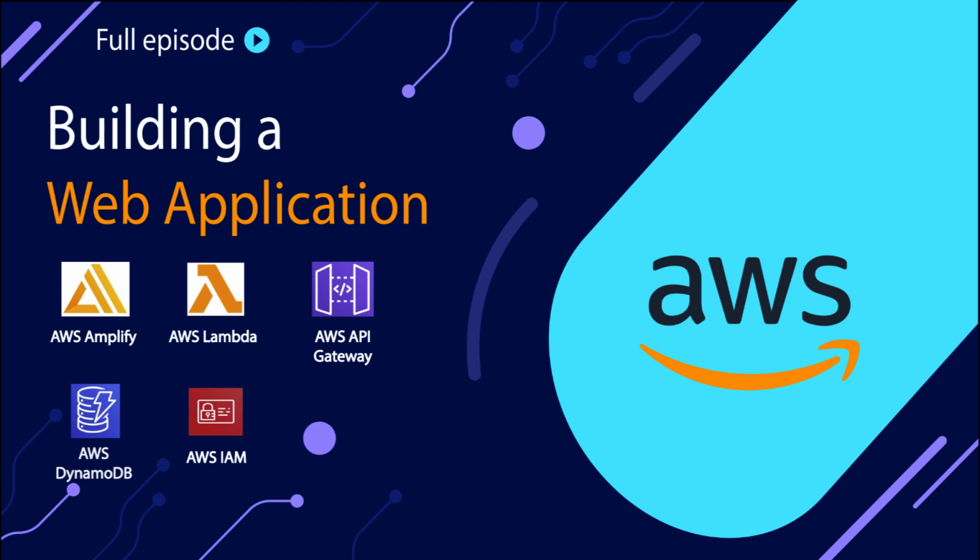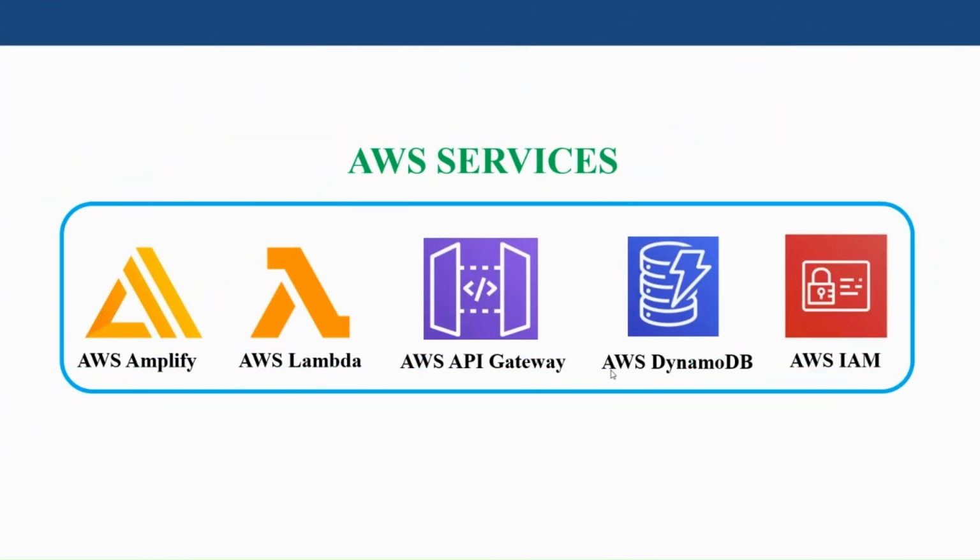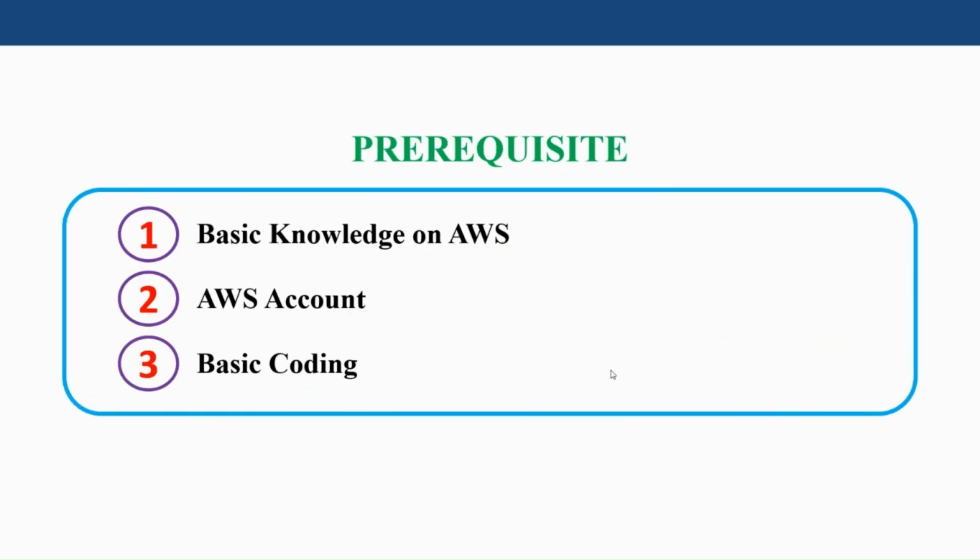This session we are going to learn about how to build a web application in AWS. So we are using the following services: AWS Amplify, AWS Lambda, AWS API Gateway, DynamoDB and IAM. These are all the prerequisites required.